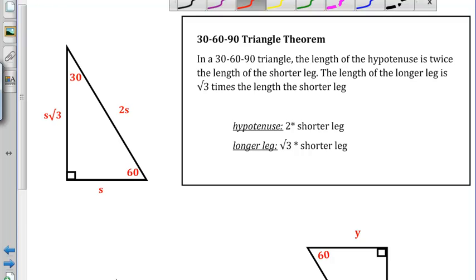So here we have the 30, 60, 90 theorem. So what you have is, let's read it. In a 30, 60, 90, the length of the hypotenuse is twice the length of the shorter leg. So we're going to call the shorter leg S, which makes sense. The length of the longer leg is square root of 3 times the shorter leg. So basically, if this is 5, this is then 5 square roots of 3, and this is double 5, this is 10. That's pretty much it.